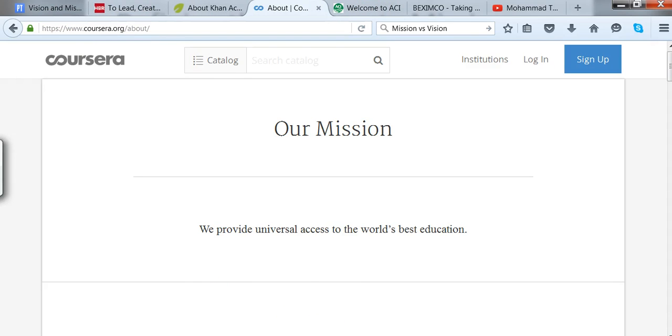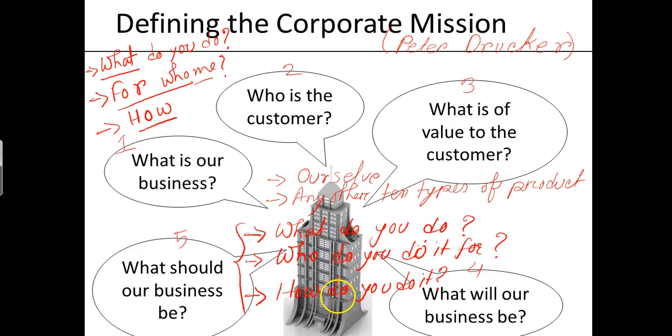Now we are going back to our presentation. If you ask these five questions, you get a more detailed picture. Or if you ask these three simple questions, you get to know the three basic parts of the mission statement: what do you do, for whom do you do it, and how do you do it. Even for your career, you can apply this exercise and see what your mission statement is.